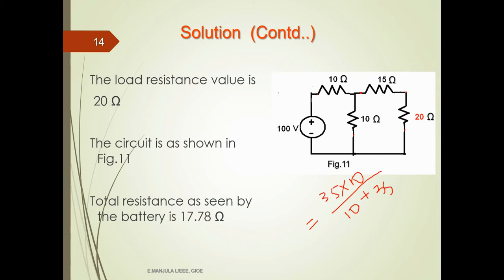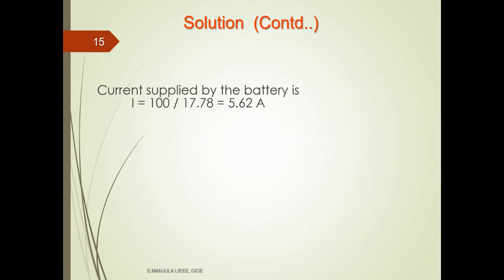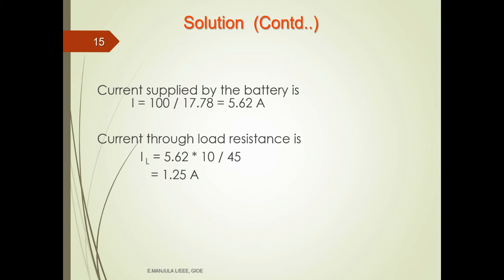Here 10 plus 35 is 45. So 35 into 10 is 350, divided by 45, you get 7.778 ohms. Now this will be in series with 10 ohms, so the total resistance is 17.778 ohms when viewed from the battery side. So we found RL and also the total resistance.